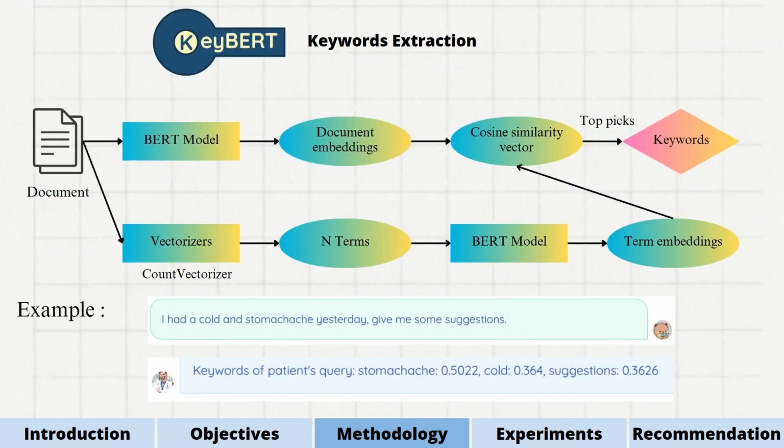Well, this slide shows a highlight of our work, keywords extraction. The picture below shows how we use BERT model and the categorizer to extract keywords from patient questions. The bottom is one of our real demonstration cases. You can see that the model accurately extracted the 3 keywords of the patients: cold, headache, and suggestions.